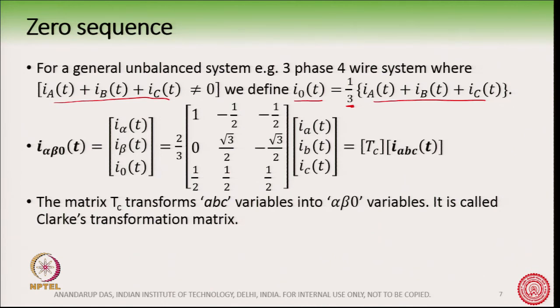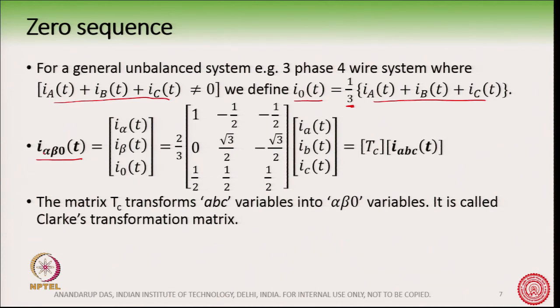So, now we define this new vector I alpha beta 0 (t). It is incorrect to say it is a new vector. It is the same space vector, but now we are observing it from the alpha beta 0 plane, or we are seeing it from the alpha beta 0 reference frame. I will talk about this alpha beta 0 plane in a few minutes.